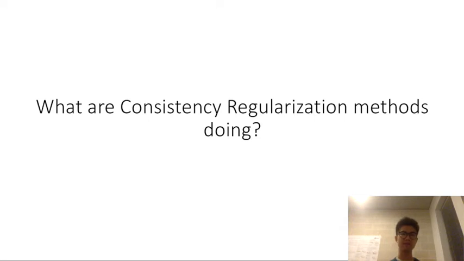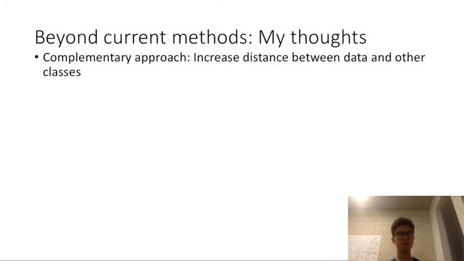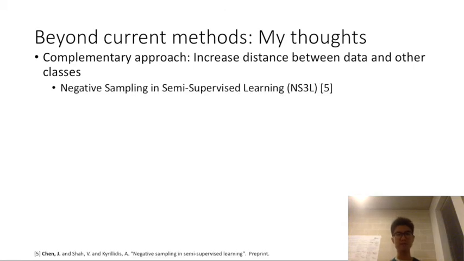Before I present my thoughts on future directions, I want to motivate future work by this question. What are consistency regularization methods really doing? So one interpretation is that they are trying to do metric learning, which is essentially trying to decrease the distance in the embedding space between points of the same class. And inspired by this interpretation, I have the following thoughts. One is perhaps there is a complementary approach where we also increase the distance between data and other classes. I have some work in this area in applying semi-supervised negative sampling to semi-supervised learning.